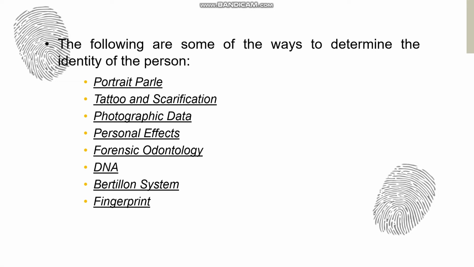Okay. Next. The following are some of the ways to determine the identity of the person. So, ito na nga binabanggit natin. So, kasama dito yung mga sinauna pa and even the modern methods, again, to determine the identity of a person. So, ito po yung mga sumusunod: the portrait parle, the tattoo and scarification, photographic data, personal effects, forensic odontology, the DNA, the Bertillon System, and the most important, or the widely used ngayon, which is the fingerprint. So, yan yung pinakagamit na gamit natin ngayon, di ba?